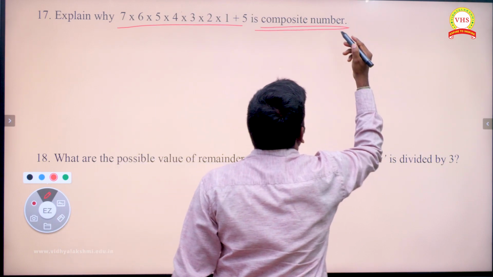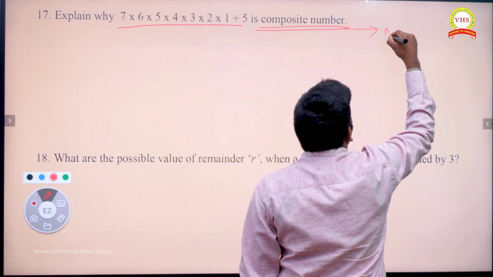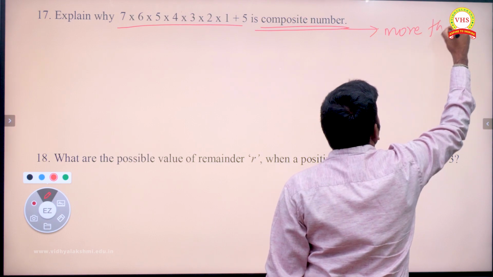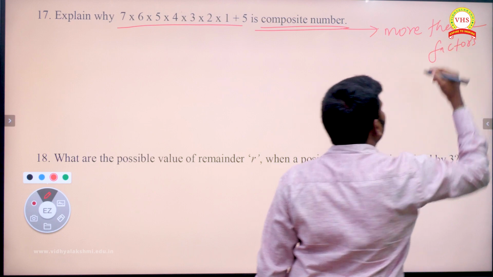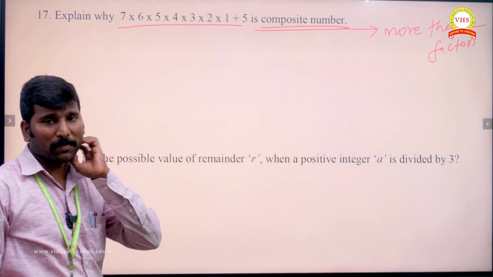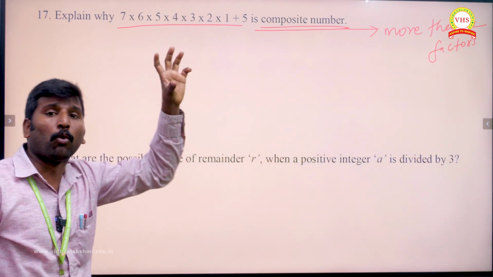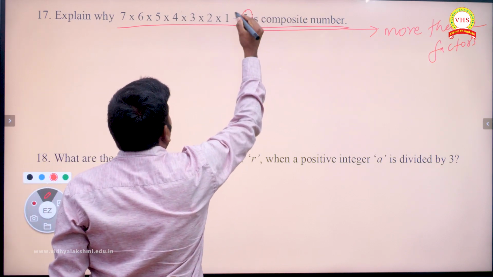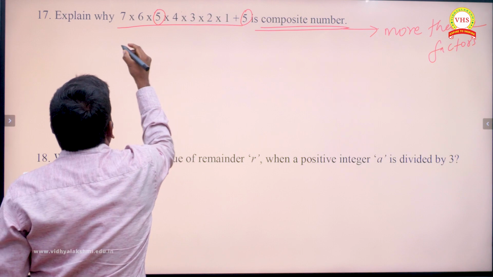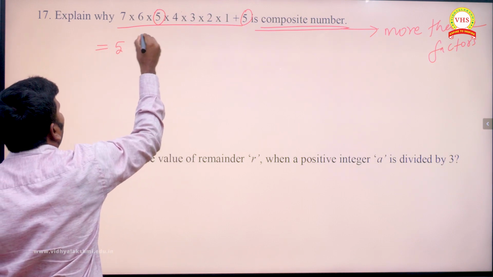Composite number, in the sense I told you, there are more than 2 factors. Which has more than 2 factors, we are telling it's a composite number. That is our aim. So we have to say it consists of more than 2 factors. Okay. Right. After plus, there is a 5. Then here also 5. That 5 you take commonly outside.